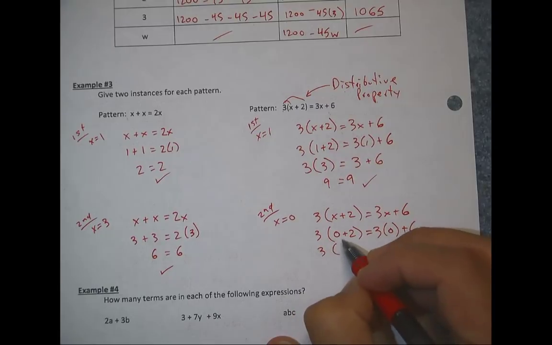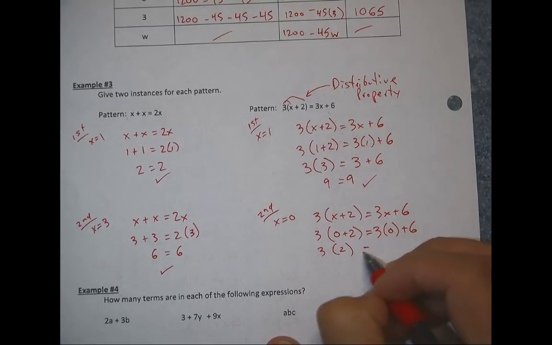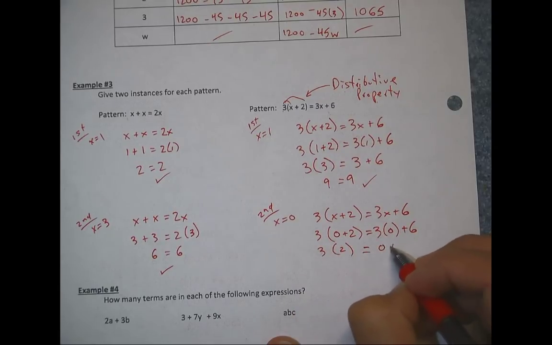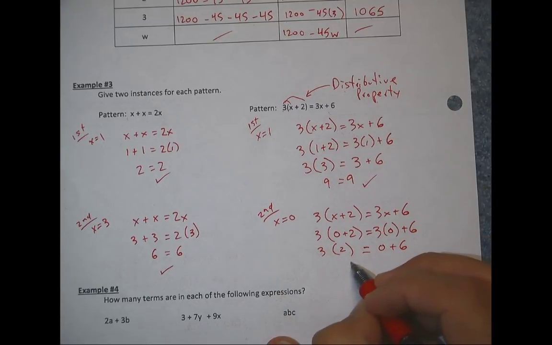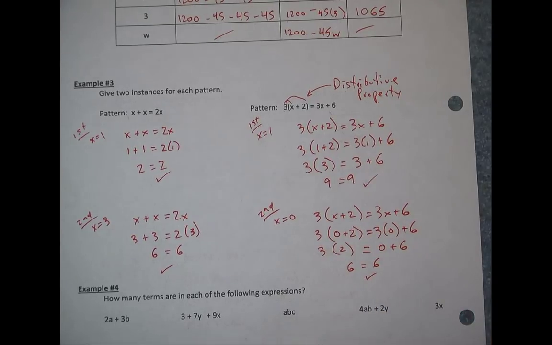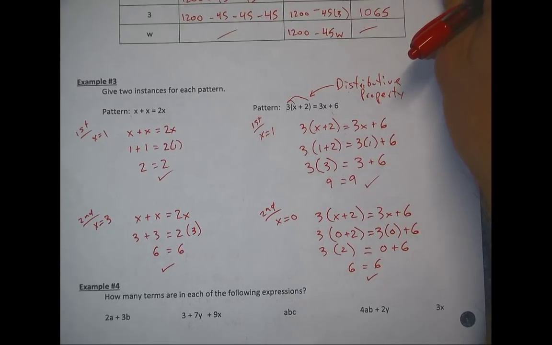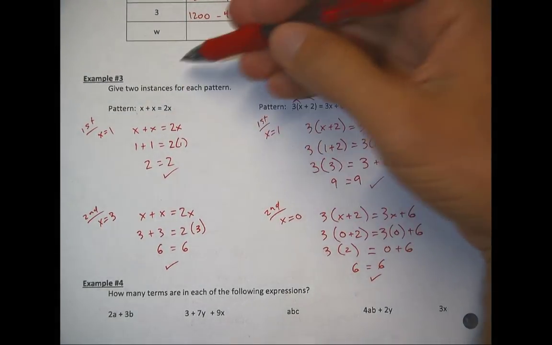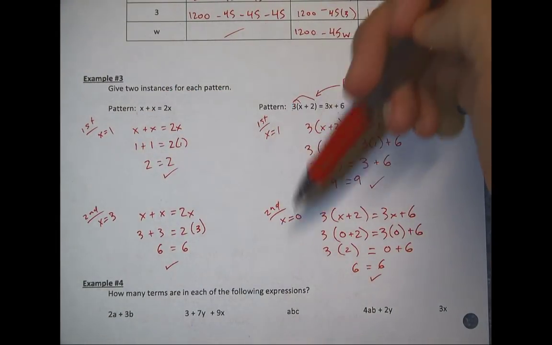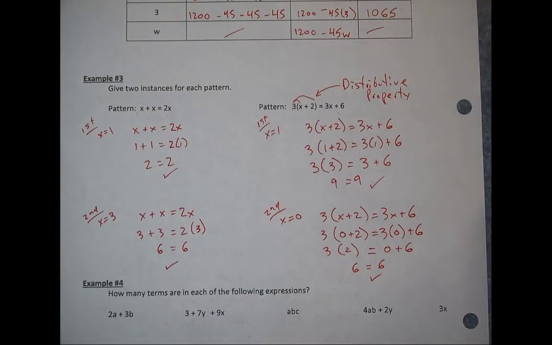So this becomes 3 times 0 plus 2 is 2. 3 times 0 is 0. So 3 times 2 is 6. 0 plus 6 is 6. So it works. Distributive property will always work. Okay, so when you look in your homework tonight and they ask you for 2 instances, it's just come up with 2 numbers, plug them in, prove that they work.